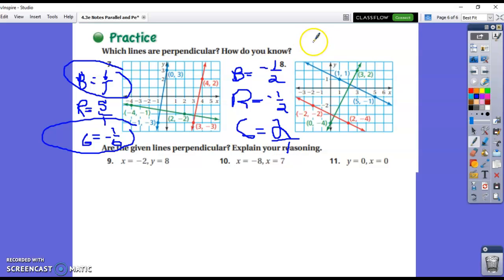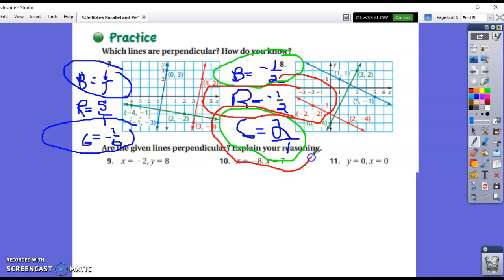So actually we have blue and green that are perpendicular, but we also have red and green that are perpendicular. So blue and red are parallel, so they're both perpendicular to green. So we have 2 sets. And again, how do you know? You can go ahead and just say that when you multiply the slopes together, you get -1, or you can say they're the opposite reciprocal of that.